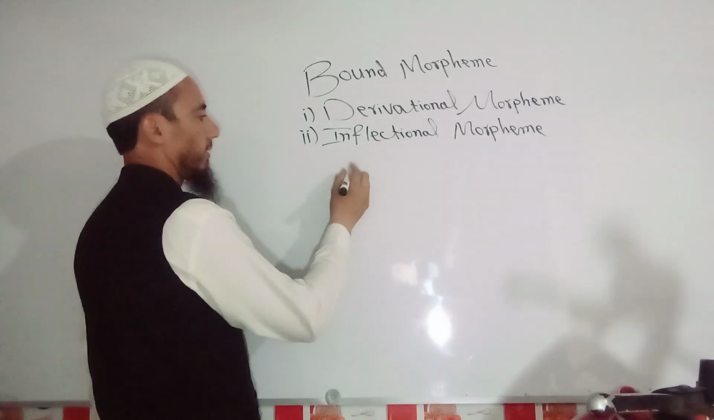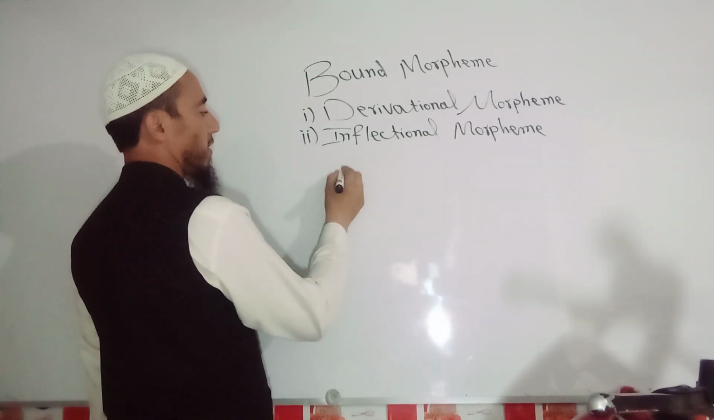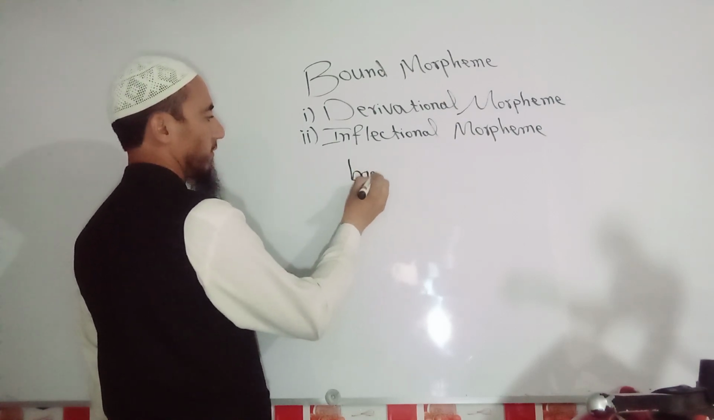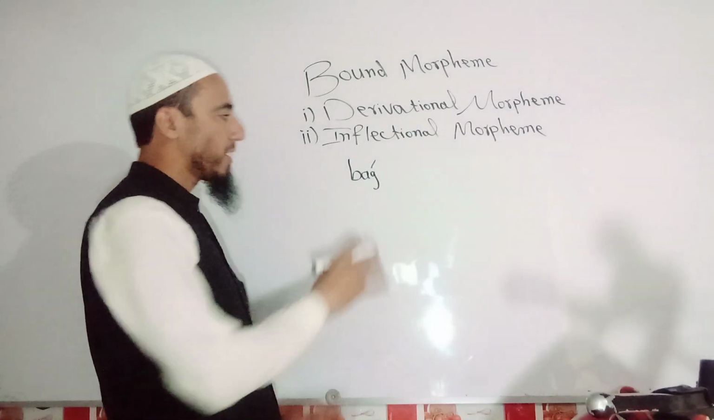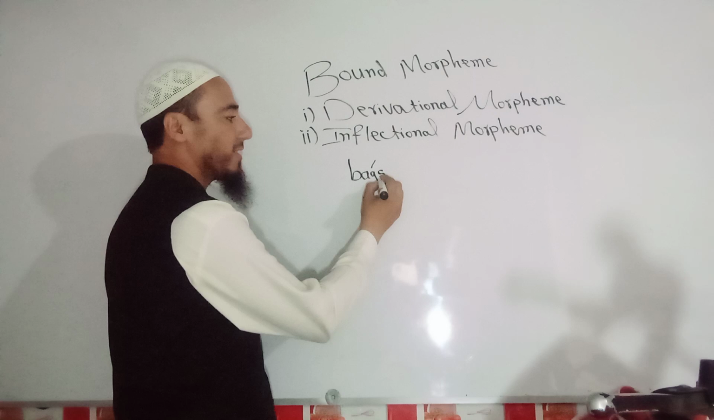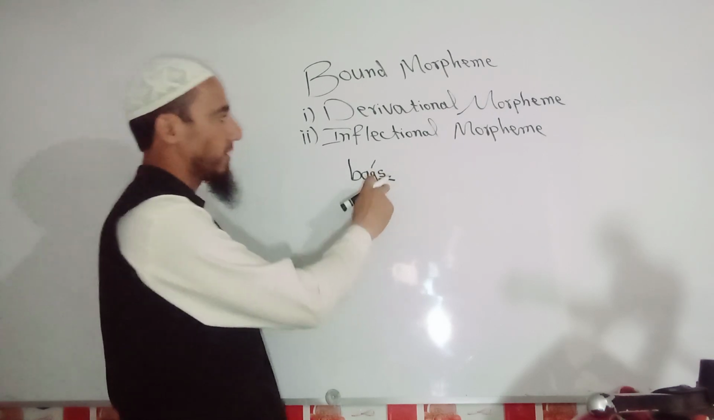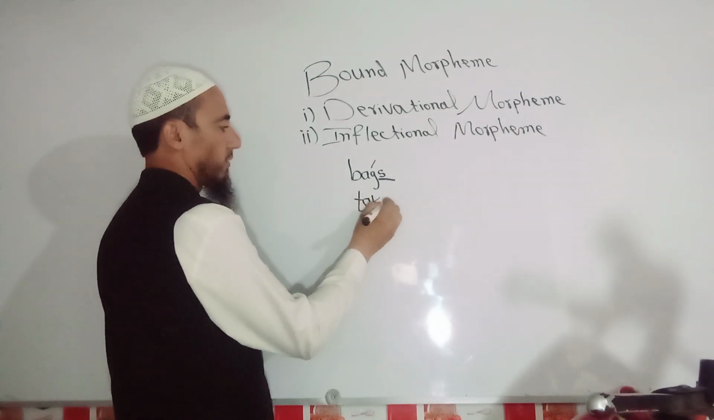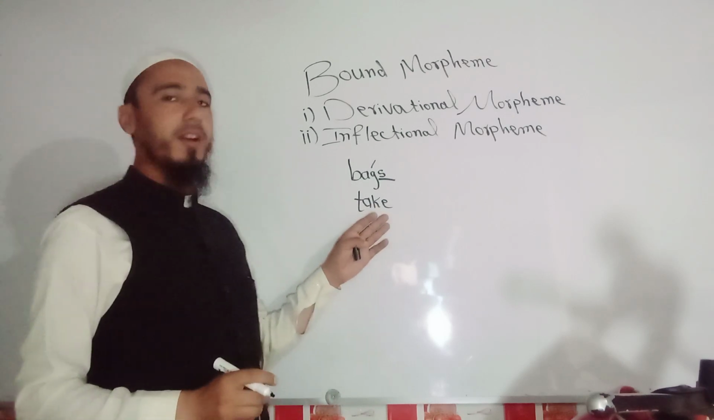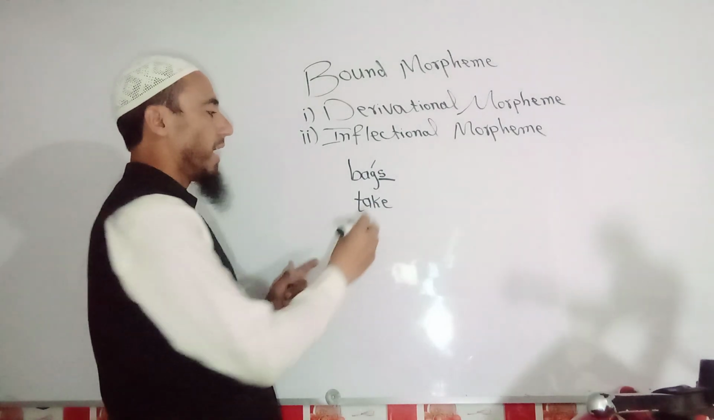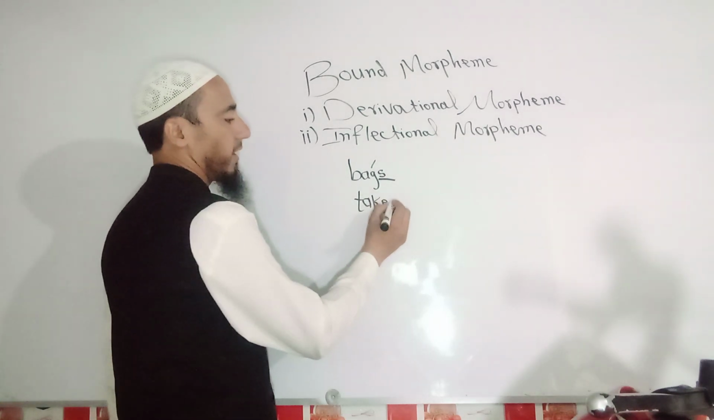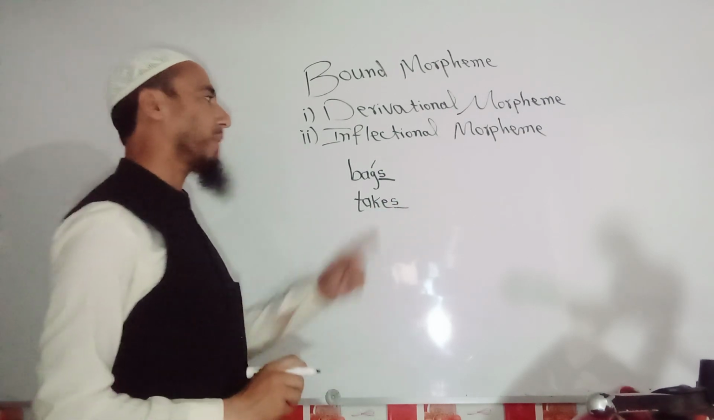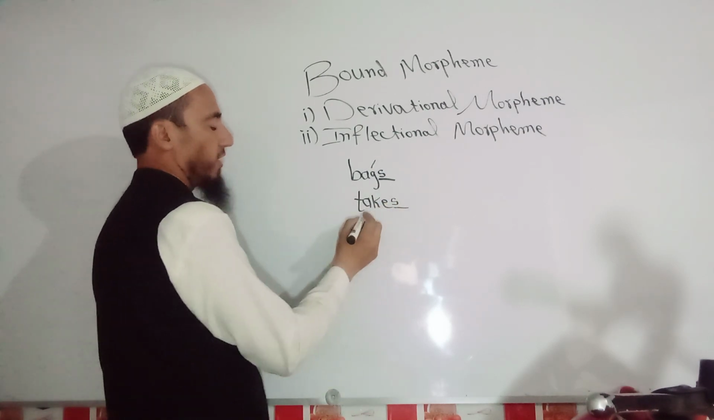Inflectional morpheme: for example, we have inflectional morpheme in the singular and plural category. You see the word bag, it is a free morpheme. So if I add s, it becomes plural. So this which I underline, what is it? It is an inflectional morpheme. Take the example of take. This take is a verb and it is a free morpheme, but when I add s, you see, what kind of morpheme is this? Inflectional morpheme.